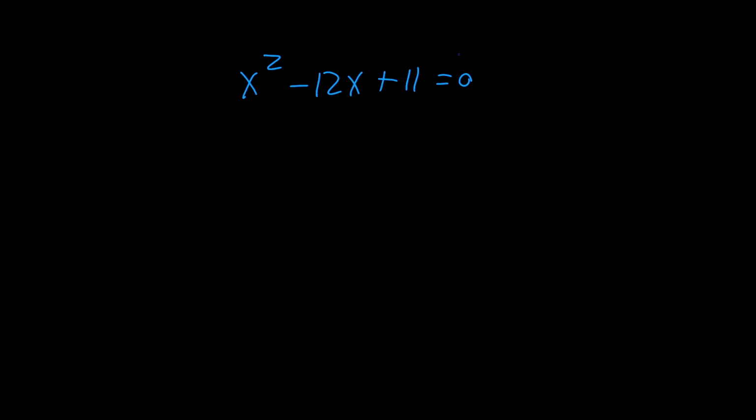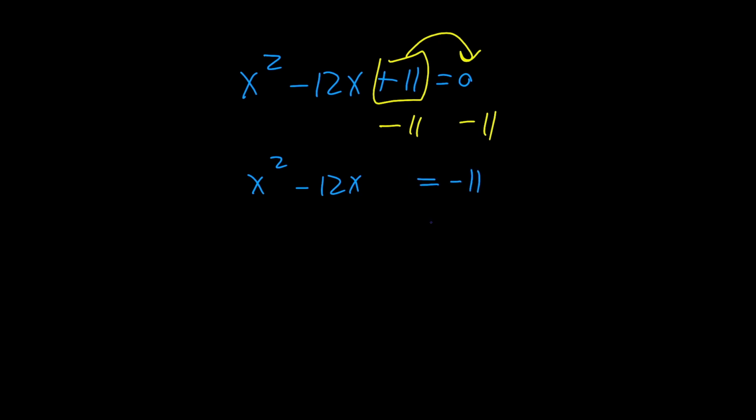Well, this is not a perfect square, and it cannot be factored immediately. But remember what I said about us adding and subtracting things to turn it into a square? That's what we're going to do here. First, I want to take this constant here, and I want to kick it over to the other side. So I'm going to subtract 11 from both sides, and that will give us x squared minus 12x is equal to negative 11.